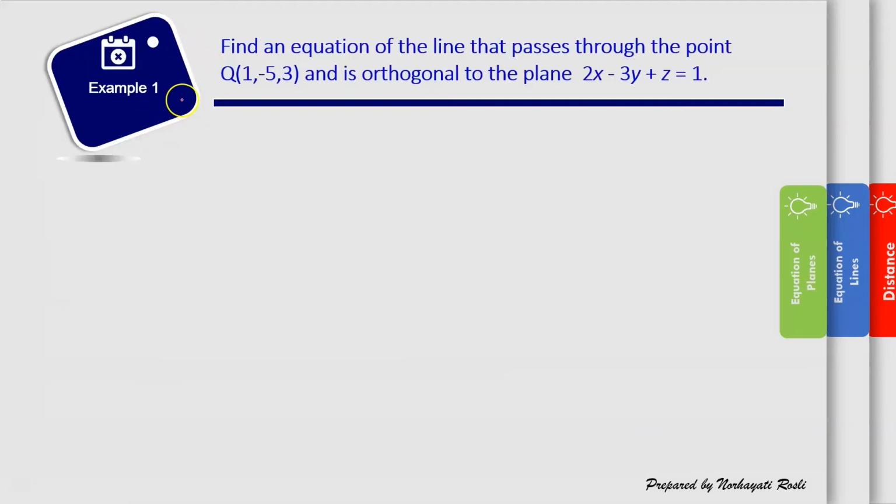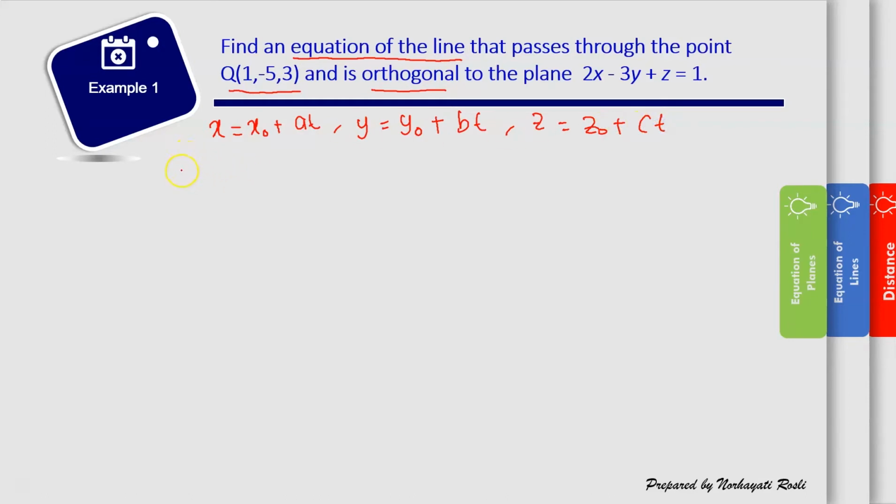Now we go to example 1. The question asks us to find an equation of the line. Please take note that the question asks us to find the equation of the line, not yet the equation of the plane, that passes through the point Q(1, negative 5, 3) and is orthogonal to the plane 2x minus 3y plus z equal to 1. In this case, how to solve this one? Based on this, we need to find the equation of line. So we know the equation of line is given by x equal to x0 plus at, y equal to y0 plus bt, and z equal to z0 plus ct.